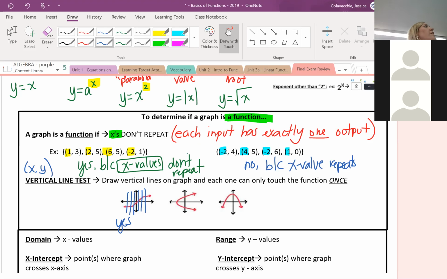All right, this second one here, is this an example of a function? Why not? It doesn't pass the vertical line test. Right there, I draw a vertical line. It touches twice. It touches what we're testing to be a function twice, and we can't do that. Okay, this third one, is it a function? Yes. Specifically, this third one has a name. What is it? That's a quadratic function.